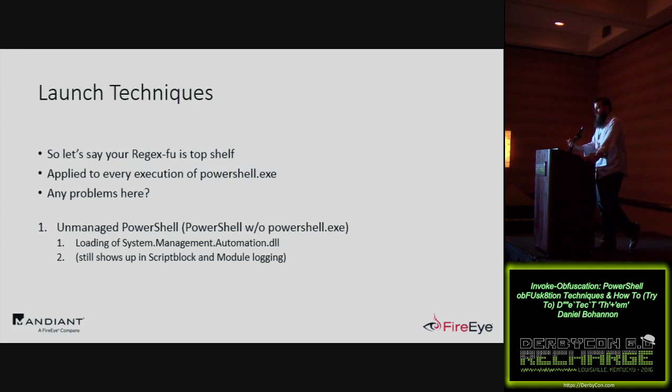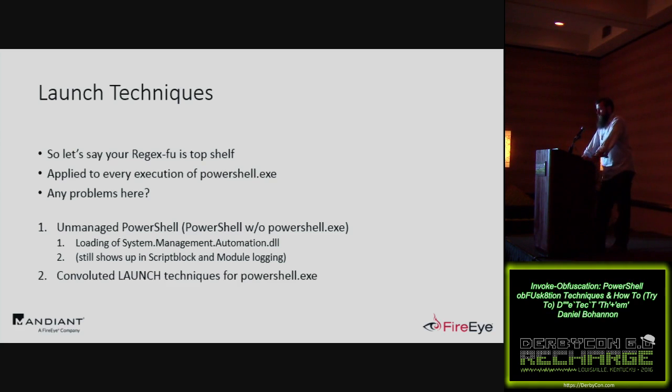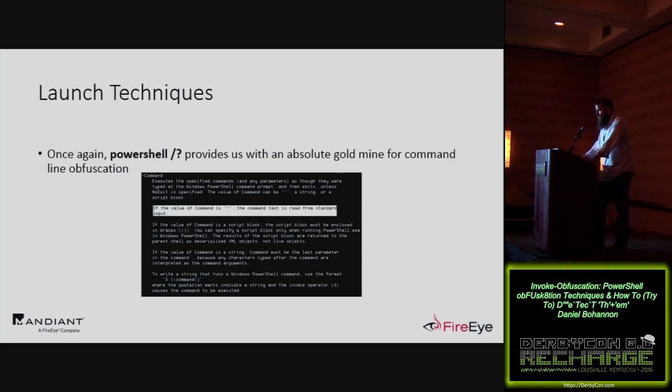At the end of the day, it's PowerShell.exe not running, but a binary calling System.Management.Automation.dll. Keep in mind that all of this is logged in PowerShell script block and module logging, unless you have version 2 still installed and version 2 is specified, in which case it will not be logged. Good reason to uninstall 2 once you have 5. But what we're going to talk about is convoluted launch techniques for PowerShell.exe. So we're not doing the unmanaged stuff, we're only looking at the executable.